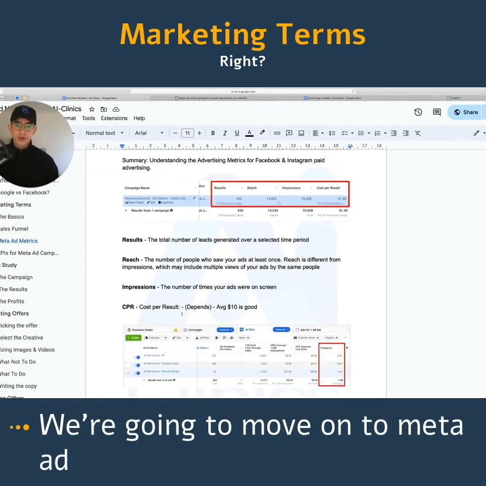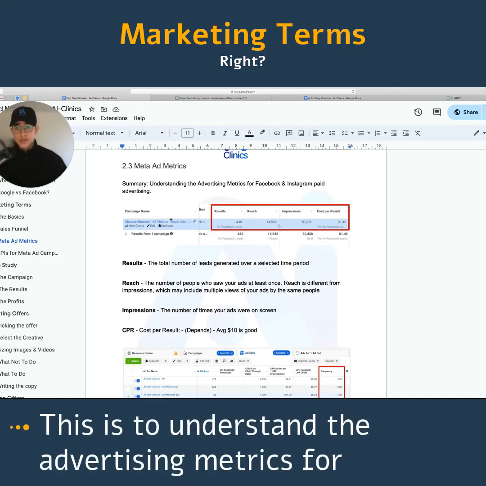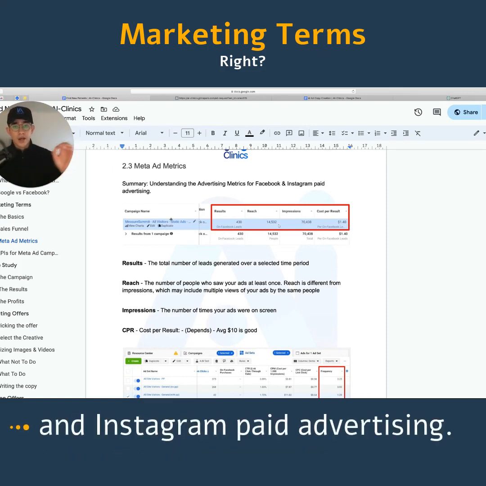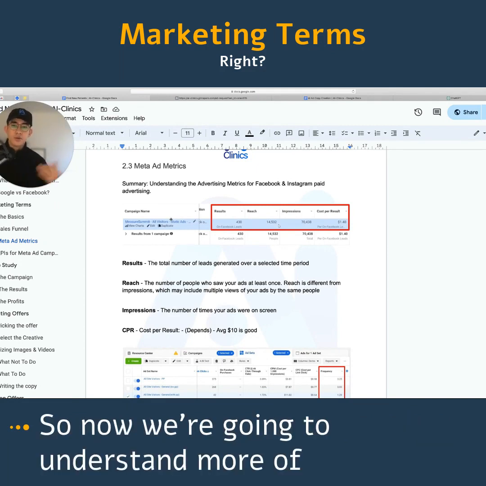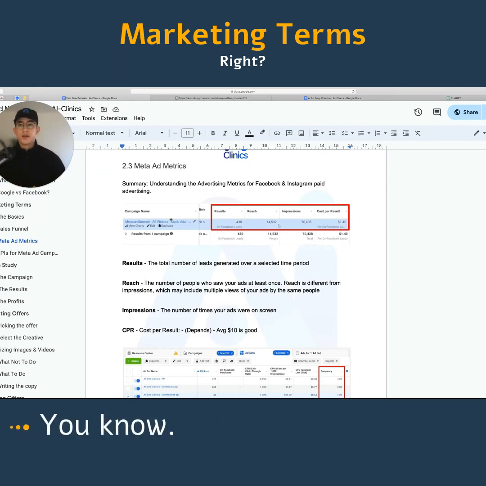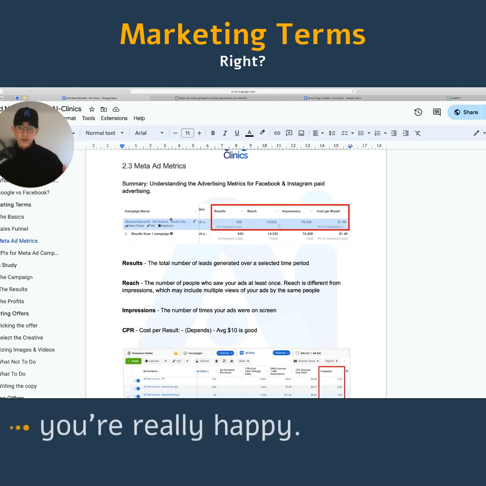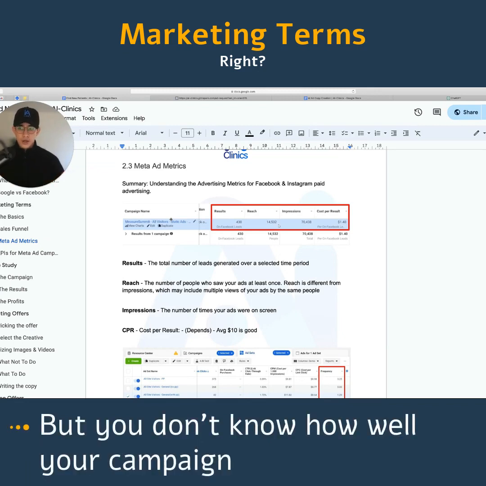Next, we're going to move on to meta ad metrics. To summarize, this is to understand the advertising metrics for Facebook and Instagram paid advertising. Now we're going to understand more of what these numbers may mean. Let's say you just launched your ad campaign, you created your offer, or you selected one of the offers that we provide for you. You're really happy, but you don't know how well your campaign is going.